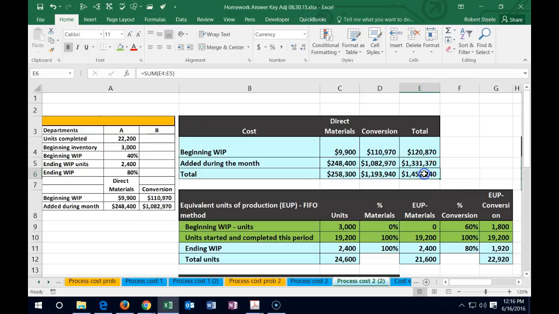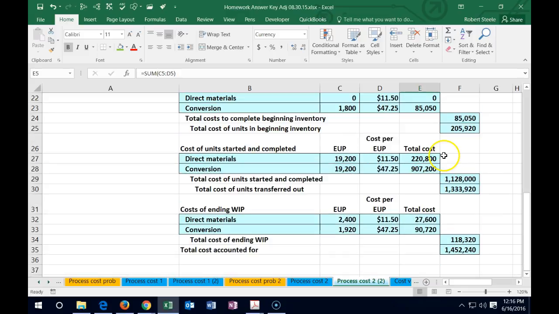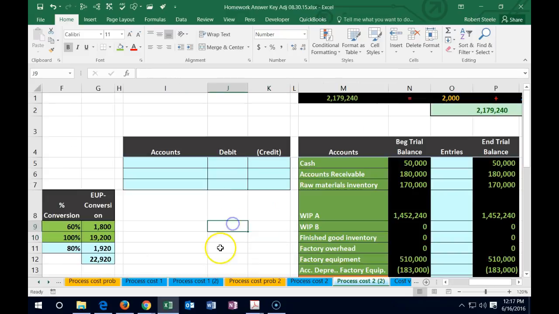So we allocated this total cost, including what was in work in process and the amount that was added during the process. Instead of breaking it out this way, we have now broken it out to the amount that needs to be transferred from department A to the amount that's still in there in the work in process for A. So if we did that, we could take a look at our journal entry over here and see what the journal entry would look like.